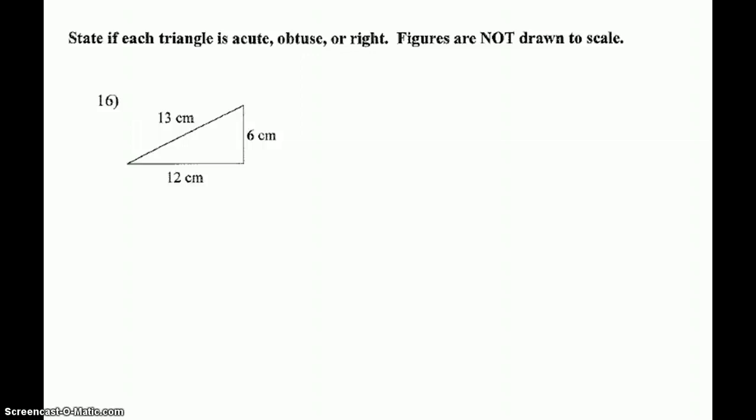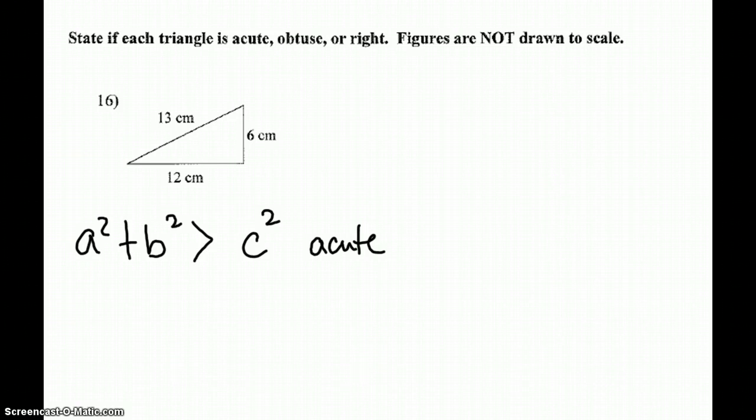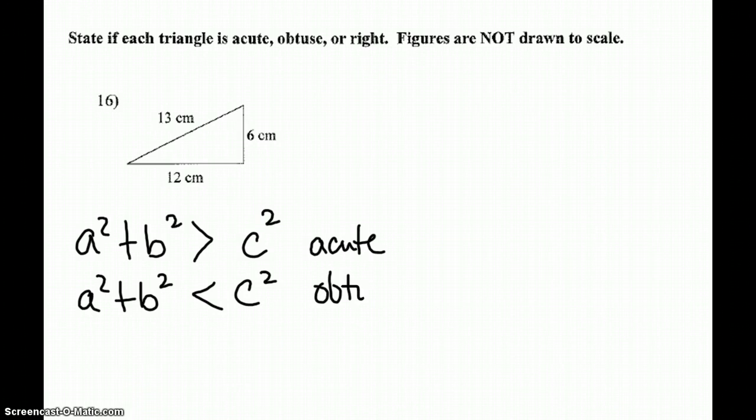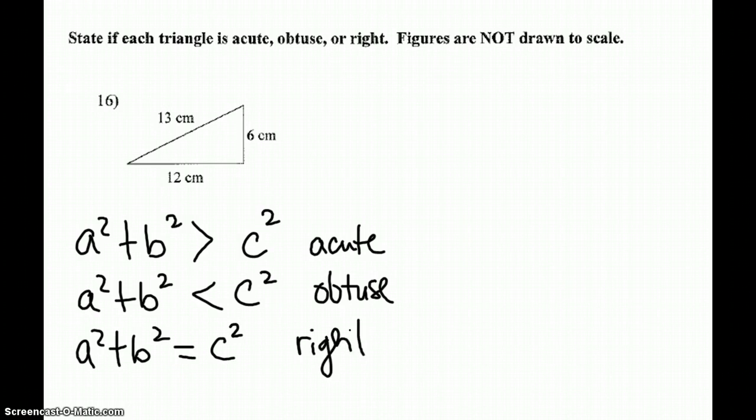So in the next set, we have the question asking, is it acute? Is it right? Is it obtuse? We are still going to use our a squared plus b squared and our c squared, but we want to figure out the relationship. If a squared plus b squared is greater, it's got to be acute. If a squared plus b squared is less than c squared, it's obtuse. And we know from the last set of problems that if they are equal, it is right.